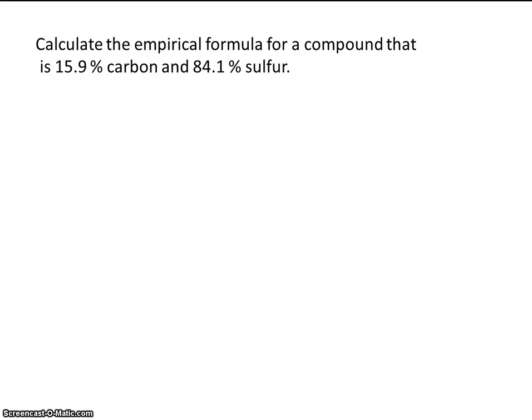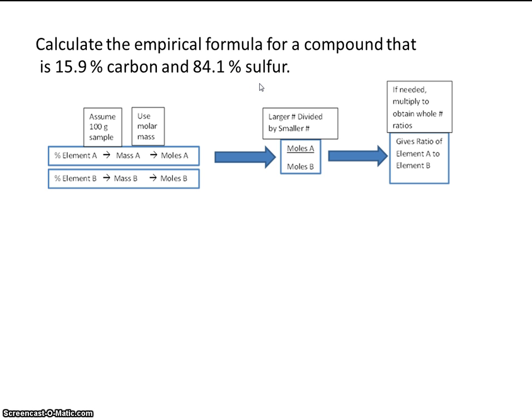In this video, we'll be calculating the empirical formula for a compound. Calculate the empirical formula for a compound that is 15.9% carbon and 84.1% sulfur. Remember, the empirical formula will be a ratio of carbon to sulfur. And we're going to use this template.